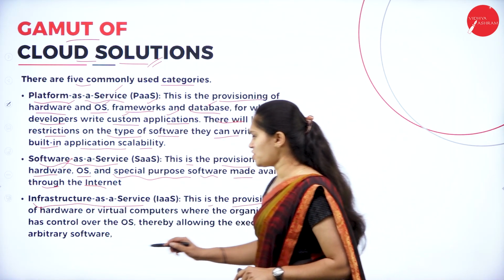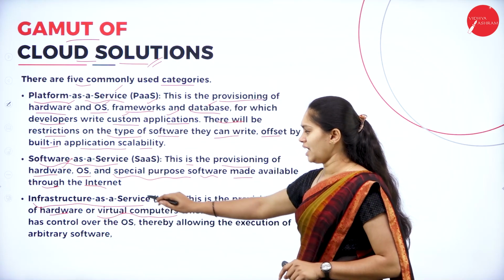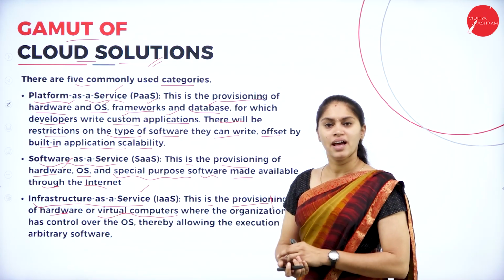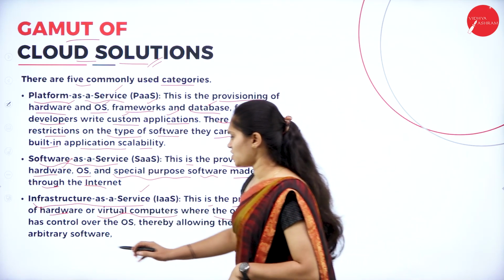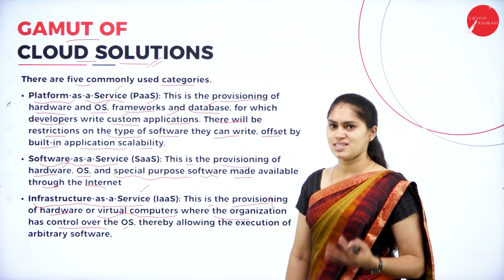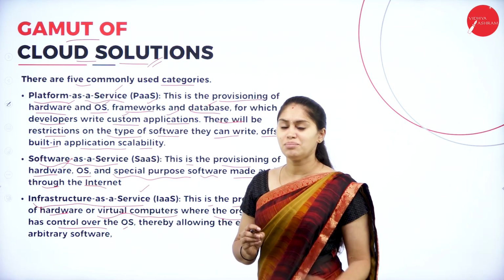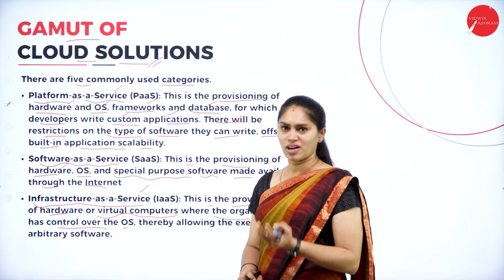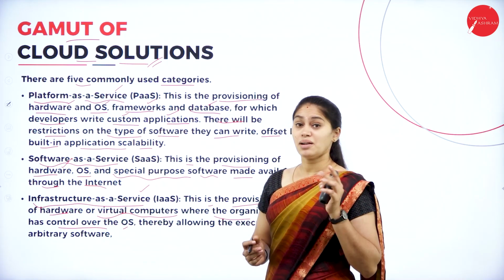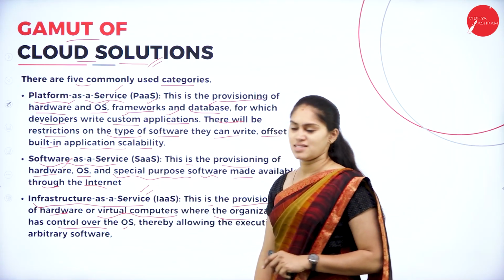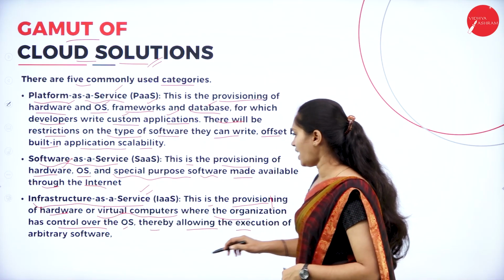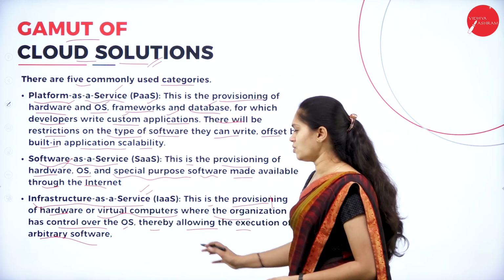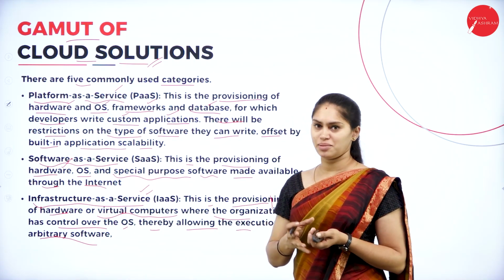So here, this is the provisioning of hardware or virtual computer infrastructure. It is going to have related things which is related to the physical component, like hardware and virtual computers where the organization has control over the operating system. When the organization or an enterprise has control over the operating system, at that time we can provision either hardware or any of the virtual machines or virtual computers in order to run the operations of an organization. That provisioning can take place with the help of this infrastructure as a service, and thereby it is allowing the execution of arbitrary software. So with the help of this infrastructure as a service, it will allow us to provision, or it will allow us to execute the arbitrary software.